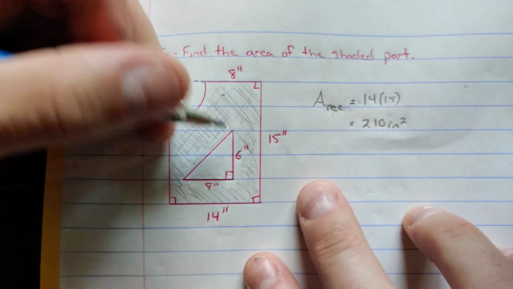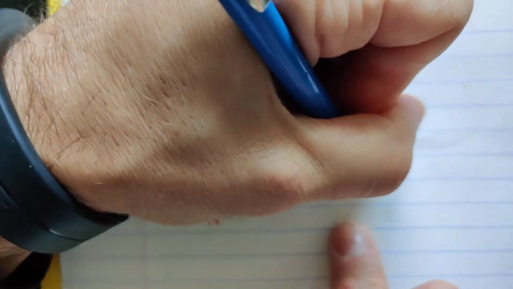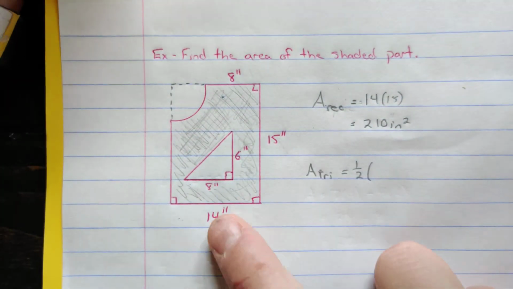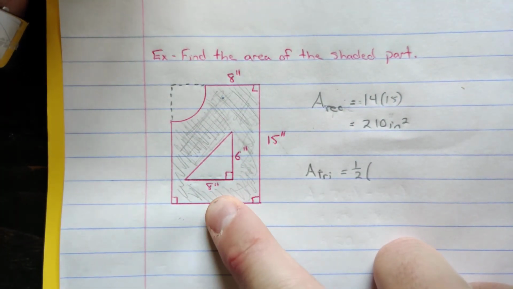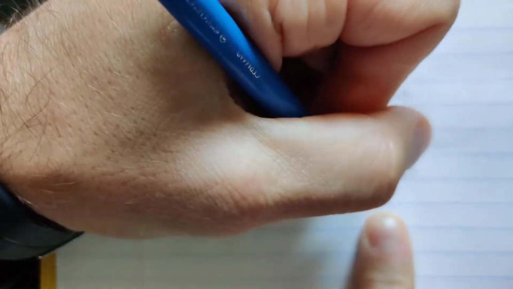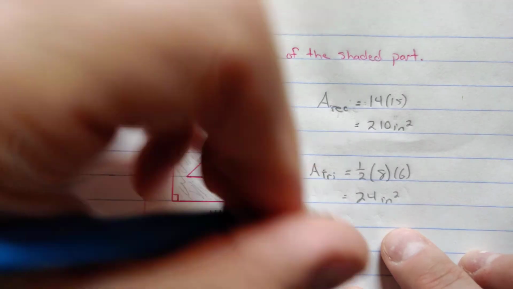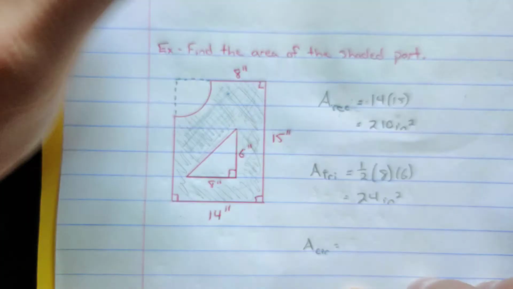And we got to get this triangle here. Triangle's fairly easy. Area of the triangle. Area tri. Well, that's 1/2 the base times the height, length times the width. 8 times 6. And so what are we going to get there? 8 times 6 is going to give me, well, 4 times 6. Let's just do 4 times 6 and get 24. 24 inches squared.